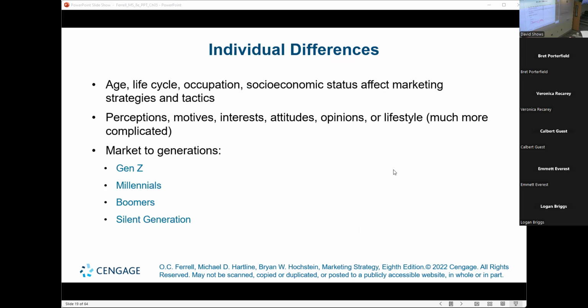But we also know that we have individual differences based on our occupation, socioeconomic status, and where we are. We'll talk about these in a few minutes, but individual differences are huge.